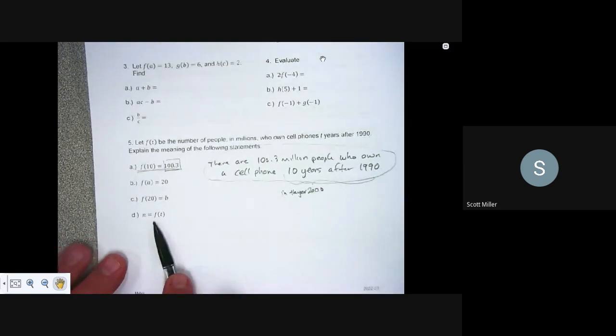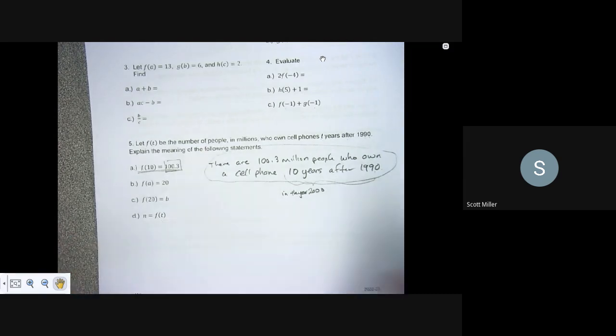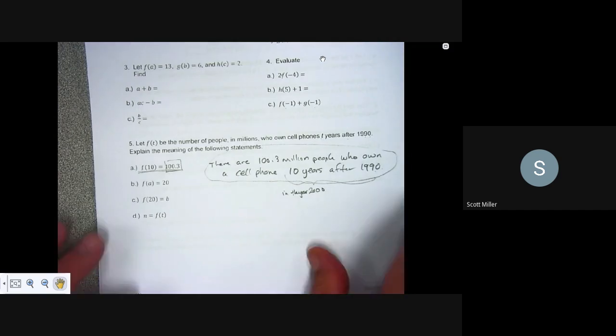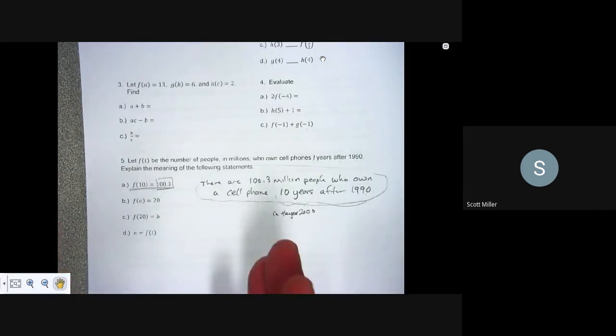Well, this is written weird. Does it matter? No. Doesn't matter that it's written backwards, that this is on this side and it's not on that side. It's the same thing. What does this mean? There are 10 million people who own a cell phone 10 years after 1990. So that's how that works, and you would just write those sentences out, and so forth. All right? So that's what functions are. That's how we find them, and that's how we evaluate them. And I'm going to stop the video here, and we'll do some more problems together.